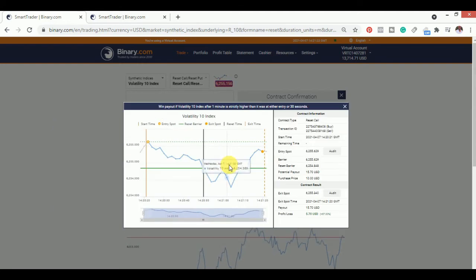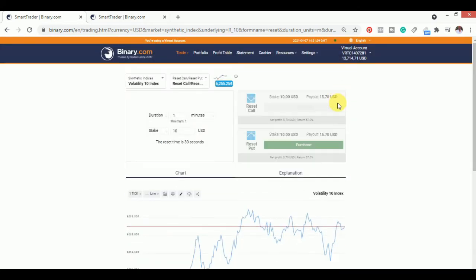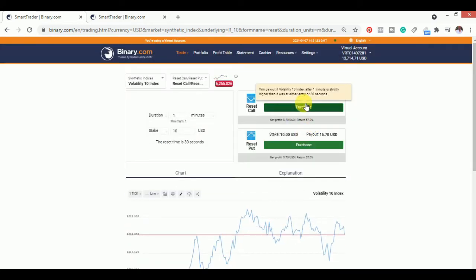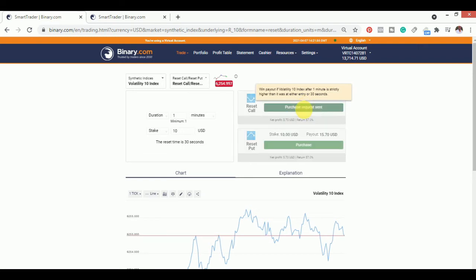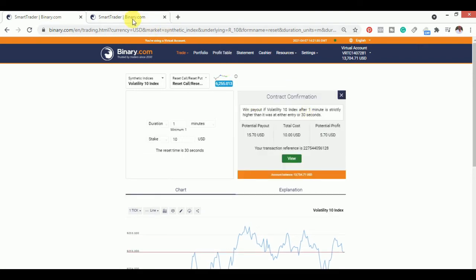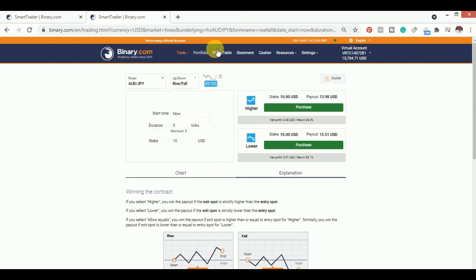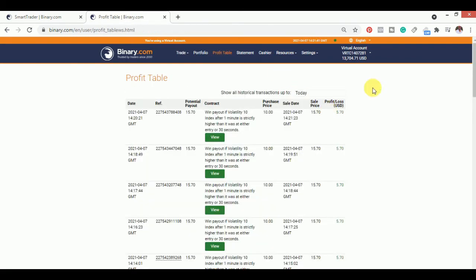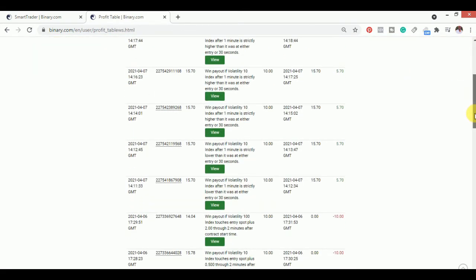Is this the eighth trade now? You can see it is a win, and it won beyond the second barrier. All right, let us place the ninth trade. Already we've placed about 9 different trades. No loss. This should be the 10th one. All right, let me check the profitable to verify that.